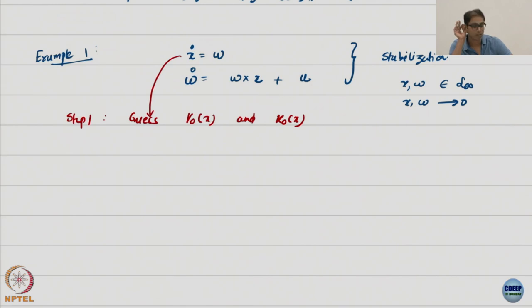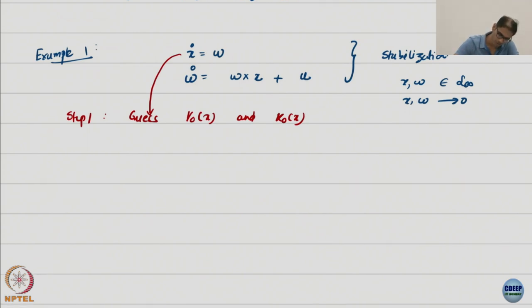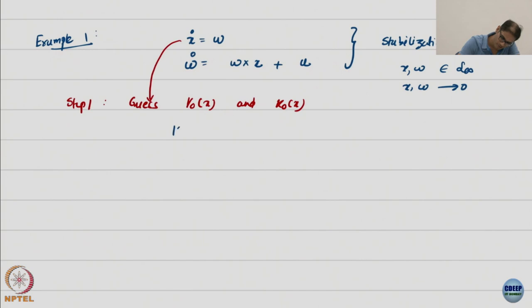Just v0x. You always start with the first subsystem. Forget the second. What is it? x square. Okay. Thank you. My hearing is bad. Sorry. So, v0x equal to x square. I want to test this as a CLF. Let's see. How do we test if this is a CLF? Let's forget about doing k0x, but how do you test this is a CLF?